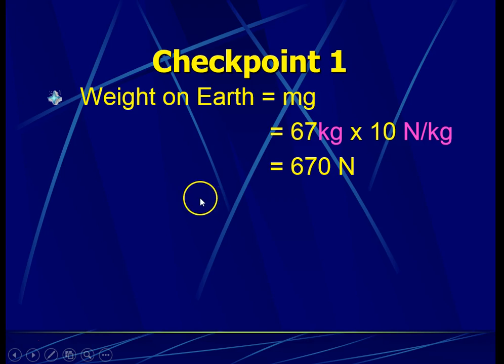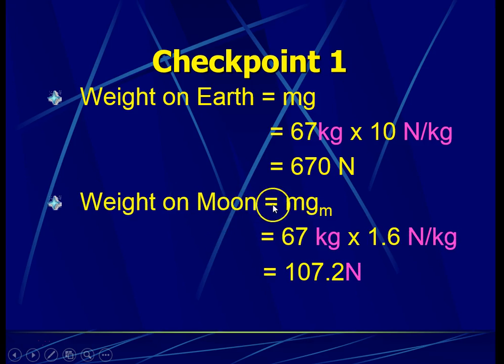Now let's have a look at what his weight is on the Moon. So writing down the equation again, m times g, with the gravitational field strength on the Moon, we still have the same mass, right? So recall that the mass of an object remains the same, unchanged regardless of location. And then we multiply that with 1.6, the gravitational field strength on the Moon. And that will give us 107.2 newtons. So let's compare these two values. Obviously, it's about 6 times less on the Moon.